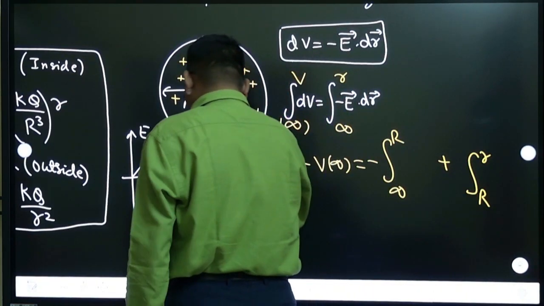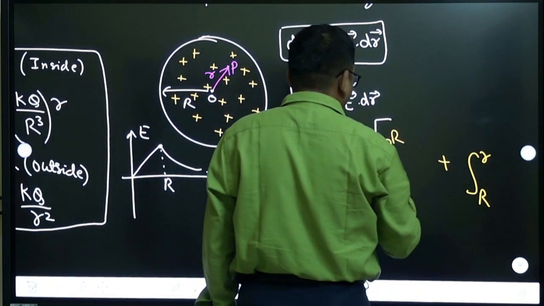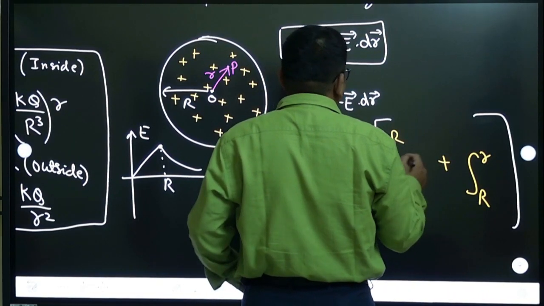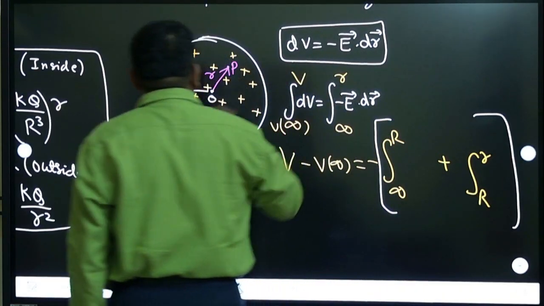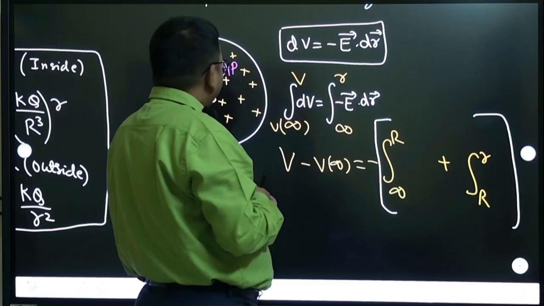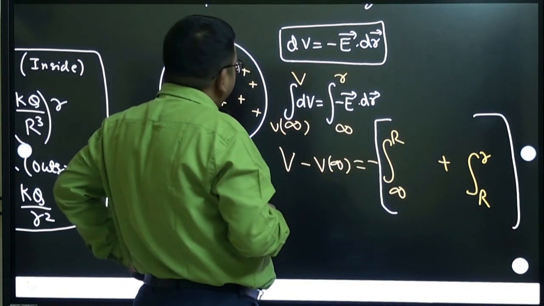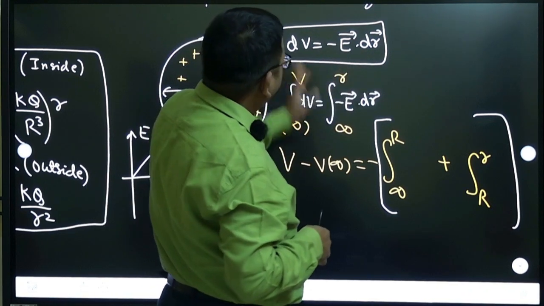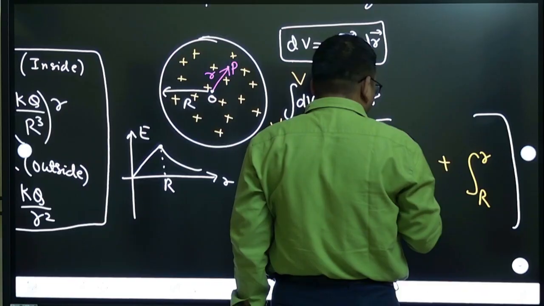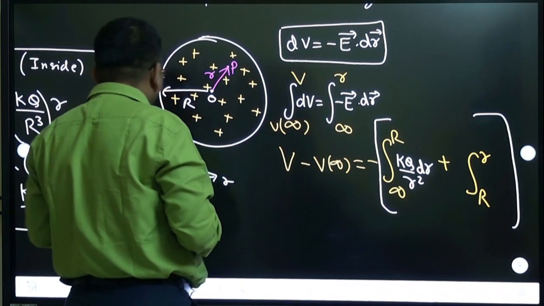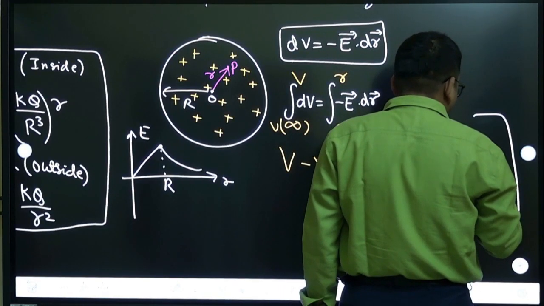Inside the bracket you keep E·dr, and you are going from here to here. So what is the electric field for an outside point? From infinity to R, the electric field is due to an outside point, which is kQ/r² dr. What about the inside point? Inside, it is a linear relationship, which is kQ/R³ r dr.